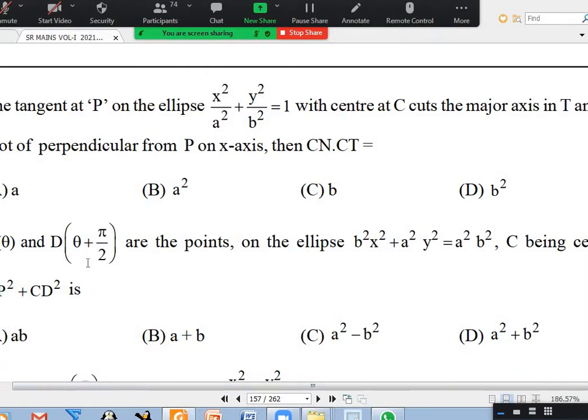CP and CD. I think I called it Q and they called it D. We can even do the objective method very easily. When theta is 0, theta plus pi by 2 will be 90. Then P will be the end of the major axis, D will be the end of the minor axis, CP will be a, CD will be b. It will be a square plus b square. Anybody done 54 like that?